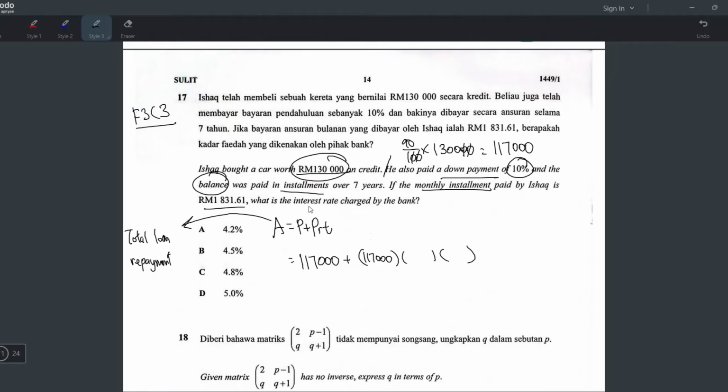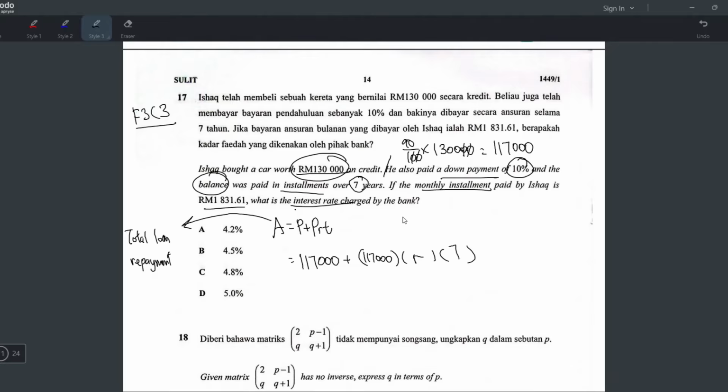Okay, ada tak dia bagi rate? Oh, dia suruh cari rate. Maksudnya rate ni tak ada lah. So I just panggil dia R. Because this is what I want to find, right? And then the T, that would be the how many years. So it's over 7 years. So ini 7, right? So how do we do this?